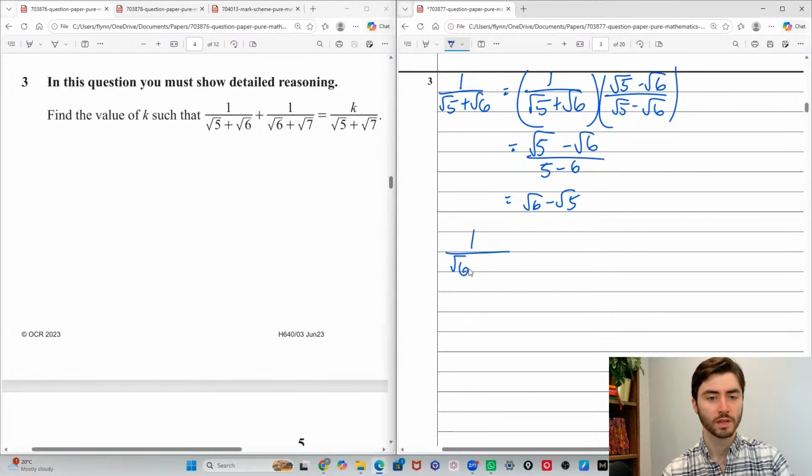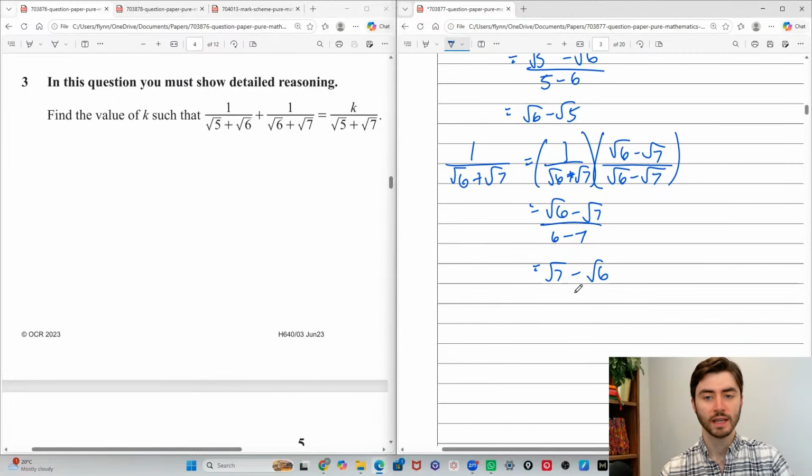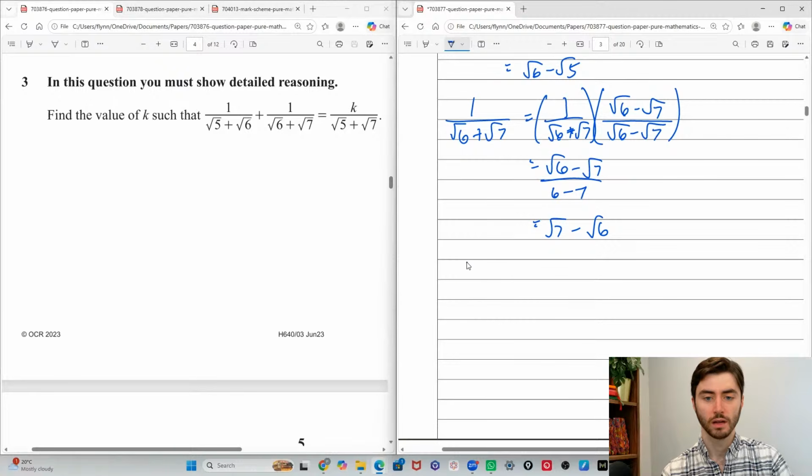1 over root 6 plus root 7, similarly. Let's multiply by root 6 minus root 7. So root 6 minus root 7 all over 6 minus 7 would be root 7 minus root 6. So if I add those together, the left-hand side is going to be equal to, because the minus root 6's are going to cancel, root 7 minus root 5.